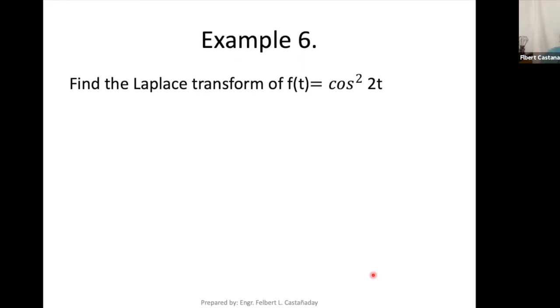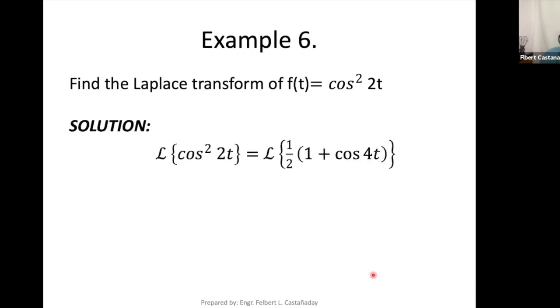Instead, you think of the identity for this trigonometric function. Remember that cosine squared 2t has the identity equal to 1/2 times the quantity 1 plus cosine of twice the angle, so 2 times 2t, which is 4t in this case. Now, as you can see, it has two terms, so you can apply the linearity property. The first term would be 1/2 Laplace of 1 plus 1/2 Laplace of cosine 4t.